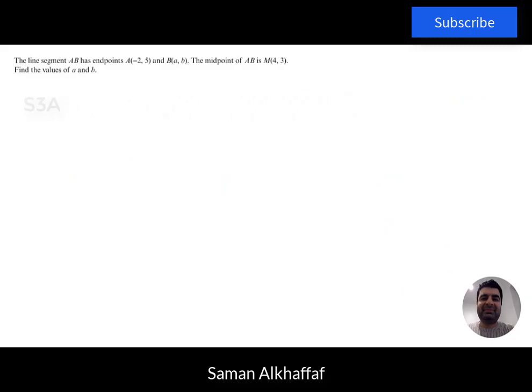In this example, the line segment AB has endpoints of A being minus 2 and 5, and B being a and b. The midpoint of AB, M, is 4 and 3. We need to find the values of a and b. So first we have A being minus 2 and 5, so they represent x1, y1, and B being a and b, so that represents x2, y2, and we have M representing 4 and 3, so that will represent x, y.